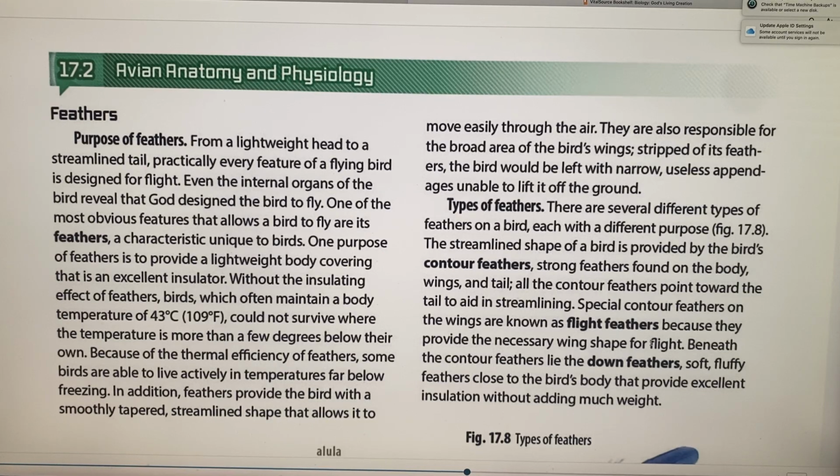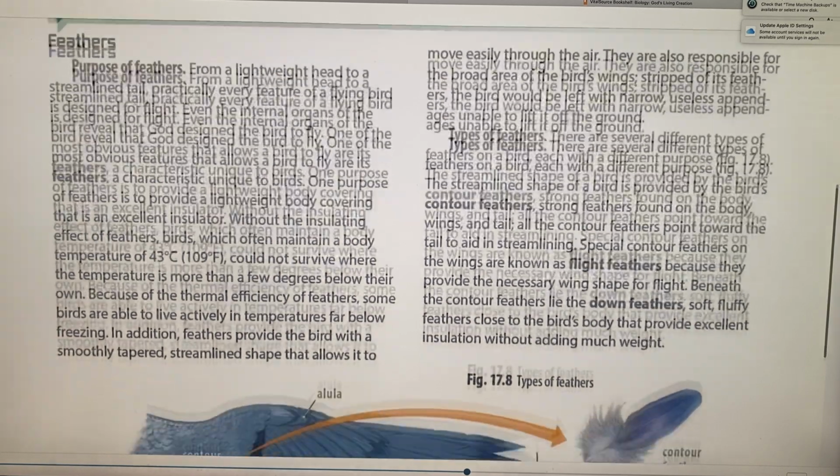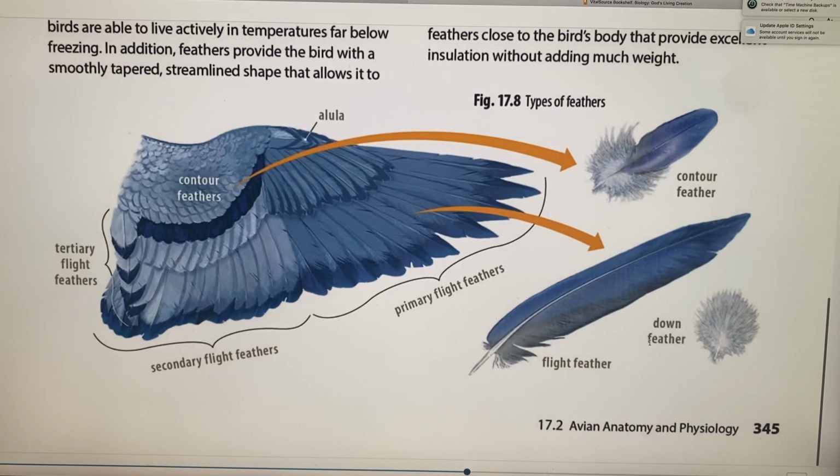So we're in your biology book, chapter 17, section 2, avian anatomy and physiology. This is pretty interesting in how the birds are compared to our anatomy and physiology. Of course, we're going to start with feathers. So let's go on to the picture of the feather I described.